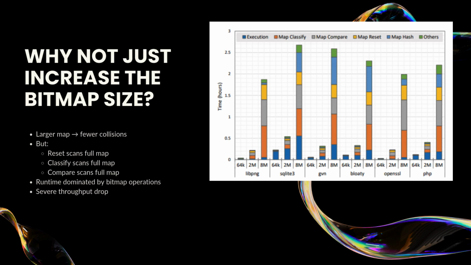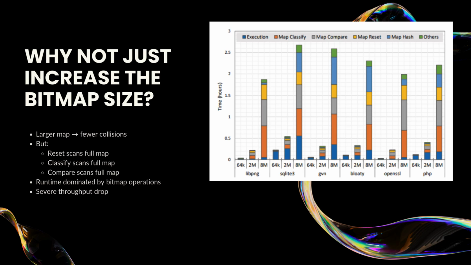The reason is that AFL performs multiple operations over the entire bitmap for every single test case. Before execution, the bitmap is cleared. After execution, it is classified. Then it is compared to a global coverage map. All of these operations iterate over the full bitmap size. So even if only a small fraction of entries were actually used during execution, the entire bitmap must be scanned.